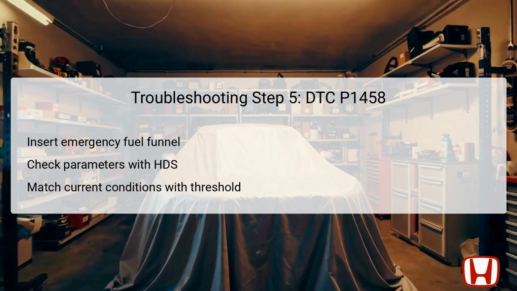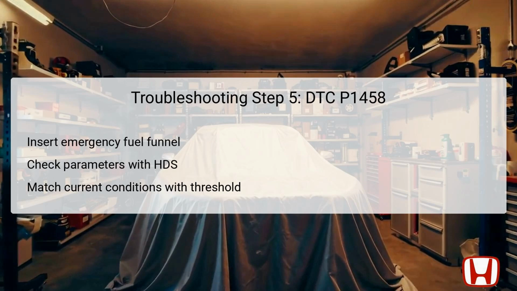The fifth step of troubleshooting DTC P1458 involves inserting an emergency fuel funnel into the fuel filler neck before monitoring the system. The emergency fuel funnel is stored within the maintenance lid of the left side trim panel of the vehicle for this specific purpose.